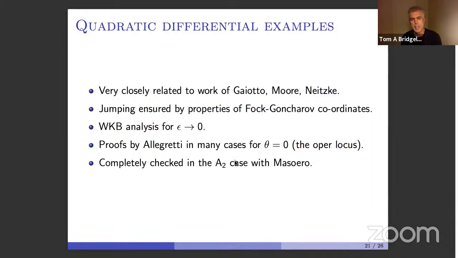And together with Davide Massoero, I completely checked this in the A2 case. Ivan also explained that example. It's the simplest example of this story, and you can really prove that you get a solution to the DT Riemann-Hilbert problem, and it leads to that Joyce structure that I discussed a bit yesterday. And that, at last, is not flat. That's a non-trivial Joyce structure.